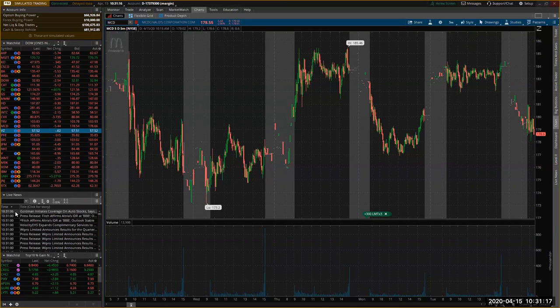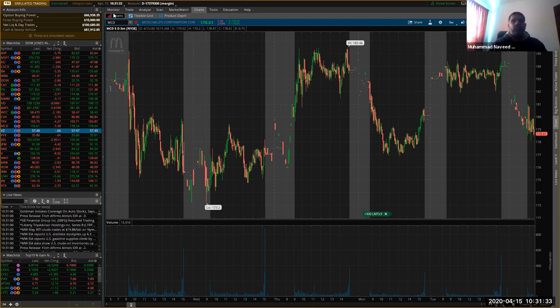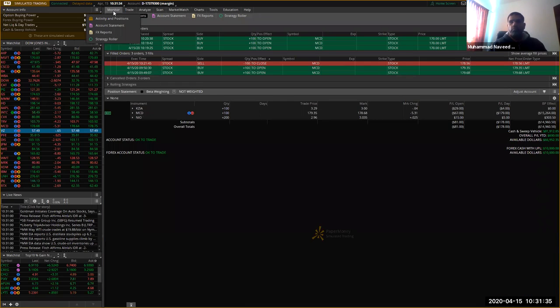I bought some shares in the app, but now I want to understand it. Where it says position statement, the PL day and PL open, what does it mean when it's under parentheses? Is that winning? Show me where this is.